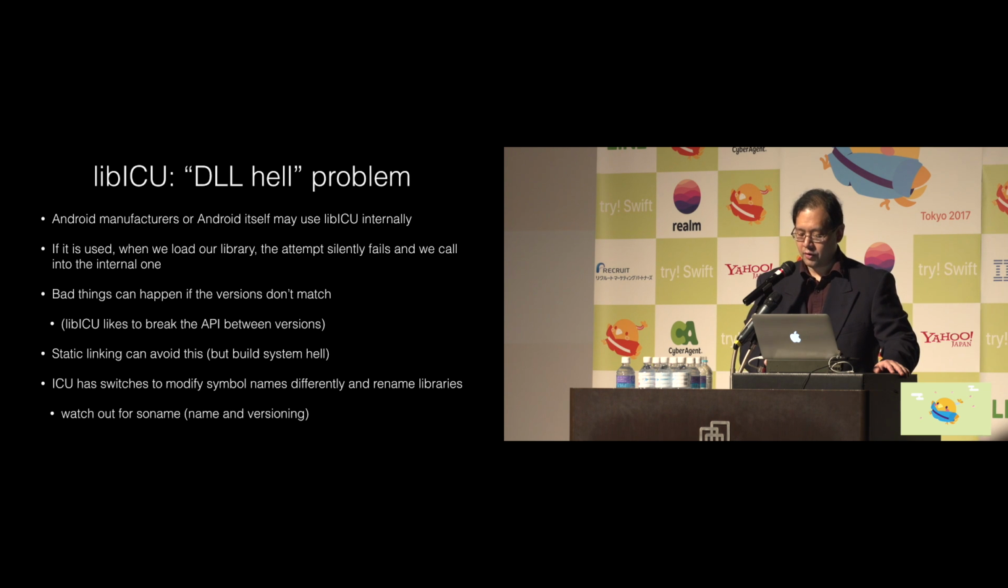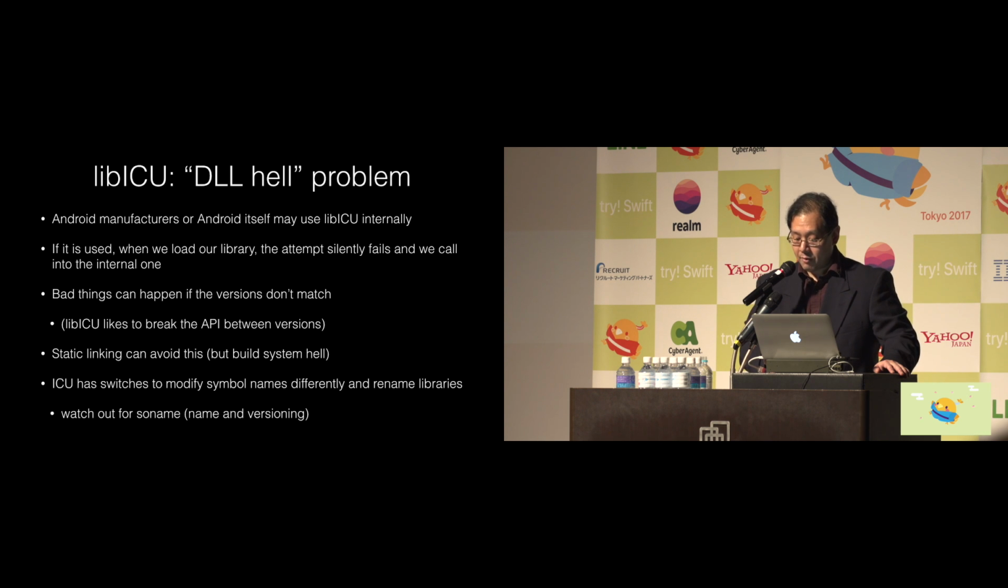The main dependency for Swift Core that we need is libicu, the International Components for Unicode library, which is written in C++. ICU is a popular enough library that Android manufacturers, or Android itself, may use libicu internally. If used, when we try to load our ICU library with load library, the call silently does nothing because the operating system thinks it's already loaded. If we use the exact same version of ICU with the same build options, things will work, but ICU is notorious for breaking compatibility every version. Throw in Android fragmentation, and it is guaranteed that somebody will be running with a different version. So now that the versions don't match, when your code uses ICU, bad things start to happen. If you're lucky, you'll get a crash.